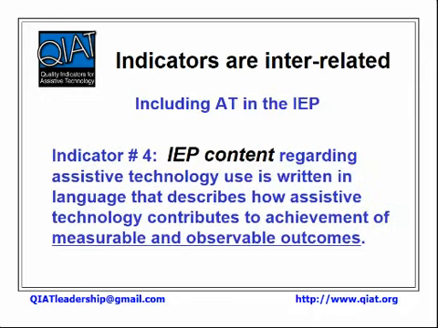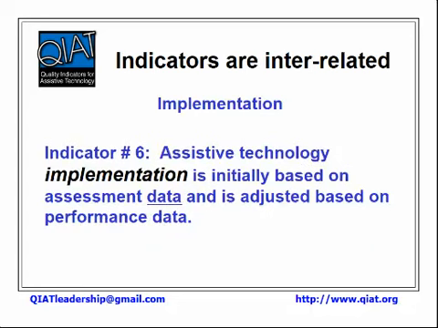Another place that they are interrelated is the IEP, including AT in the IEP. Indicator number 4: IEP content regarding assistive technology use is written in language that describes how assistive technology contributes to achievement of measurable and observable outcomes. And again, if we don't develop a way that we know what our measurable and observable outcomes would be, if we haven't quantified that and how we'll collect it, we're at risk for not coming up with meaningful systems for collecting meaningful data.